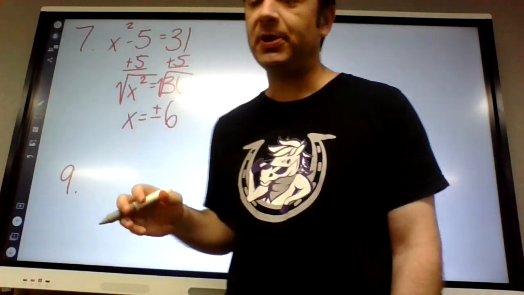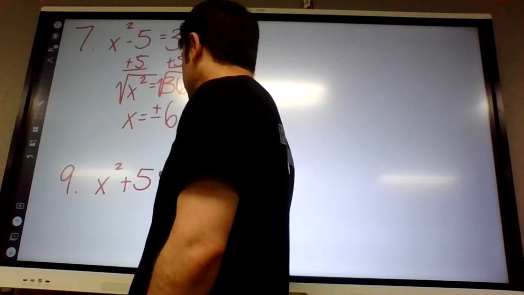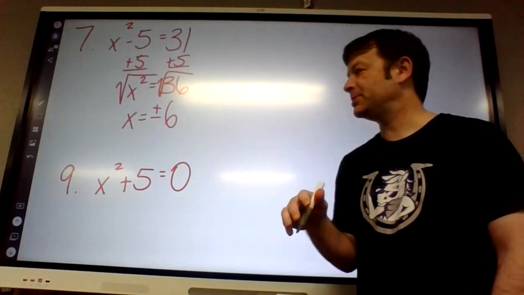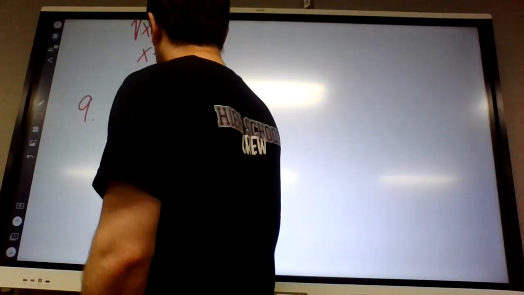Number 9, x squared plus 5. Uh-oh, we haven't seen this one yet. Number 9. Alright, Paxton, what's the first step? Alright, so minus 5. Alright, so guys.